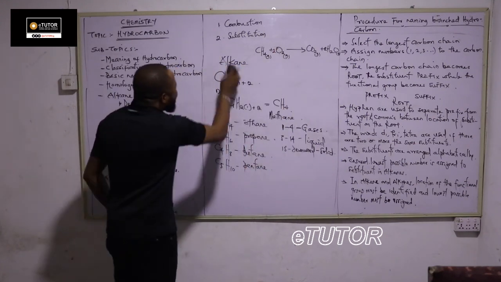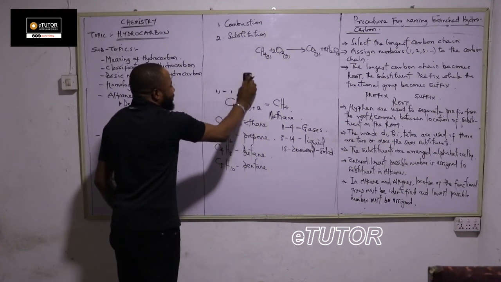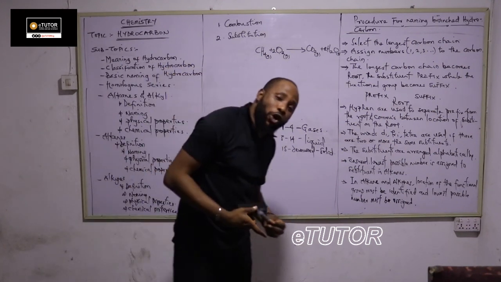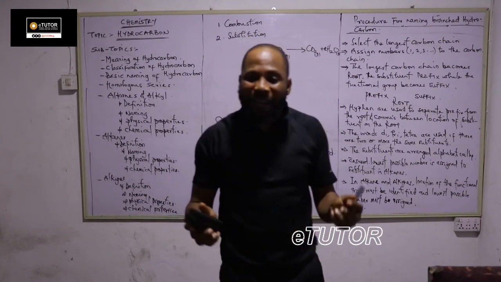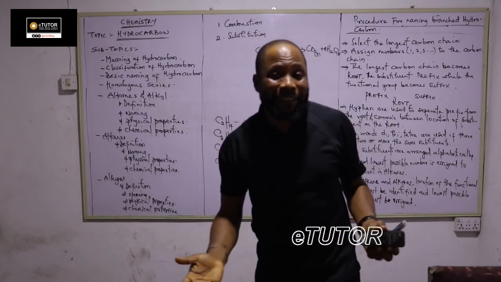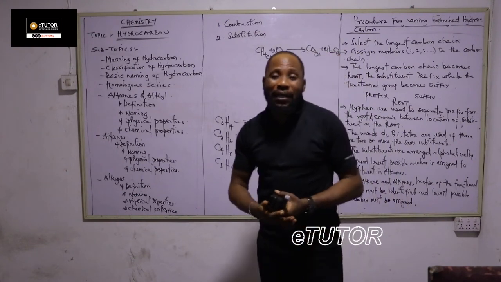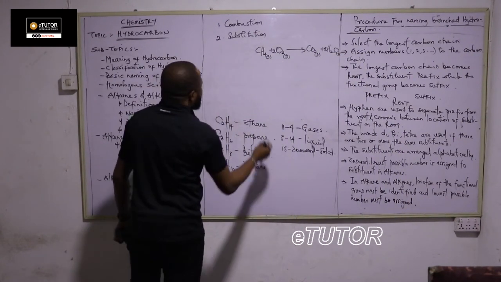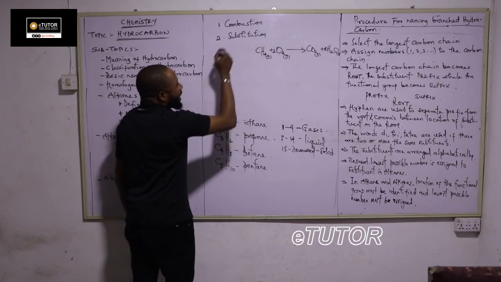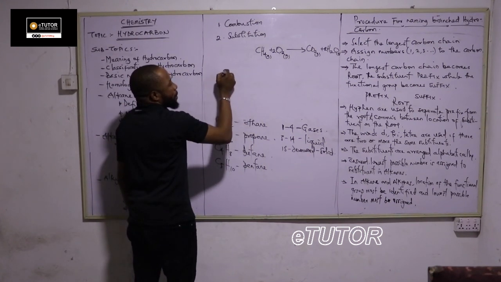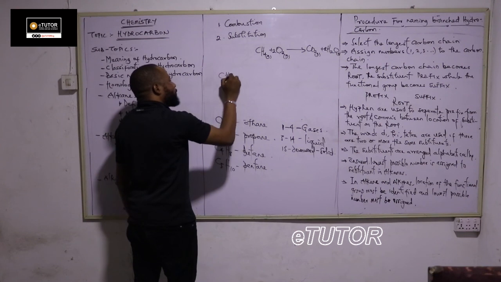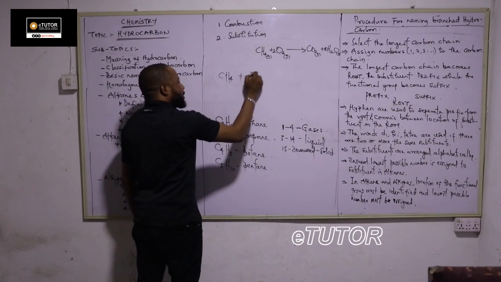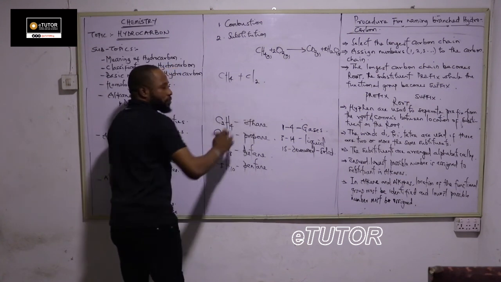The second reaction is called substitution reaction. This reaction simply means one hydrogen atom from the alkane family is replaced by either a halogen family or any other family. For instance, we have CH4 plus chlorine gas.